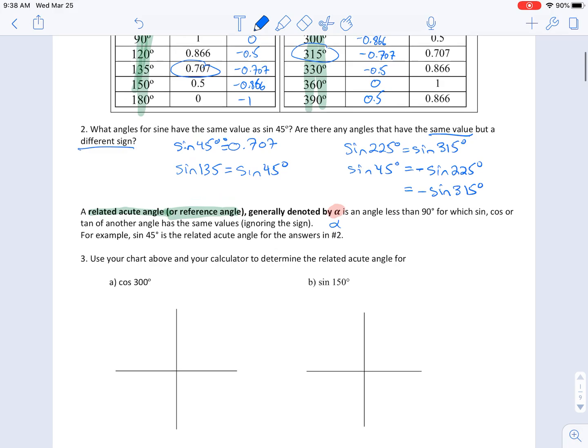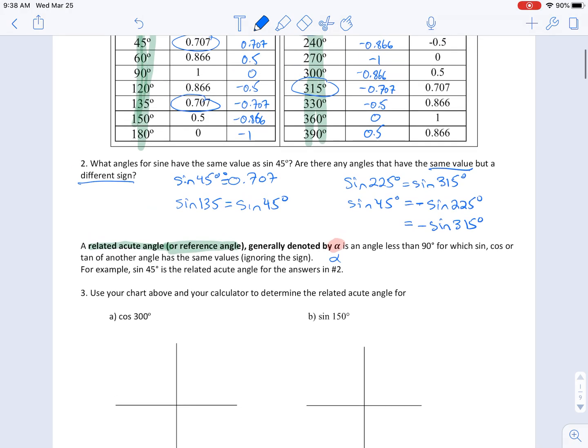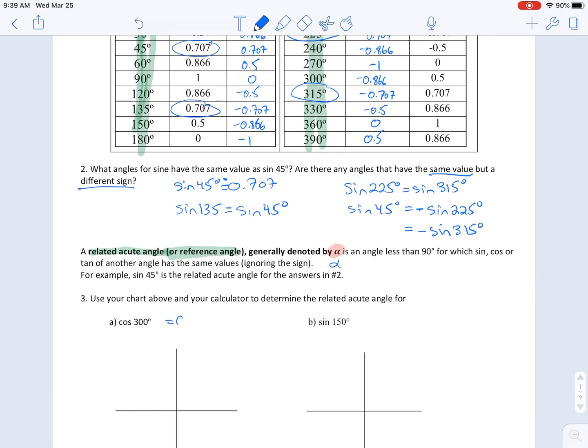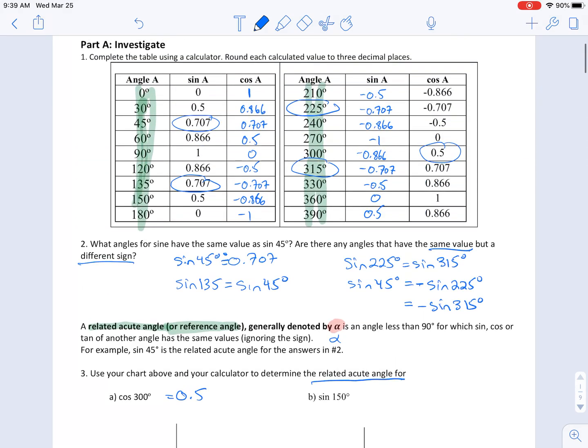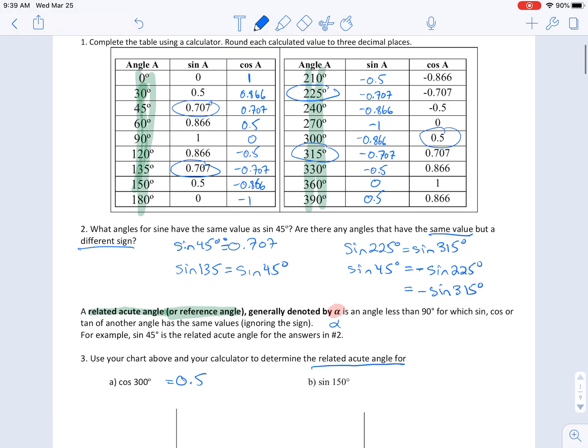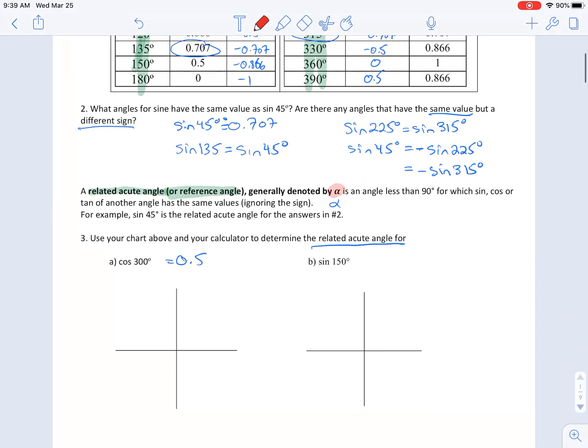So if we use our chart above and our calculator, let's find the cos of 300. Cos of 300, according to our chart, is equal to 0.5. So that's this one right here. And it says determine a related acute angle for that. So we would have to go on our table, and if you look for cosines, you will find that there's a related acute angle. I'll do it in a different color: cosine of 60 also has that value.